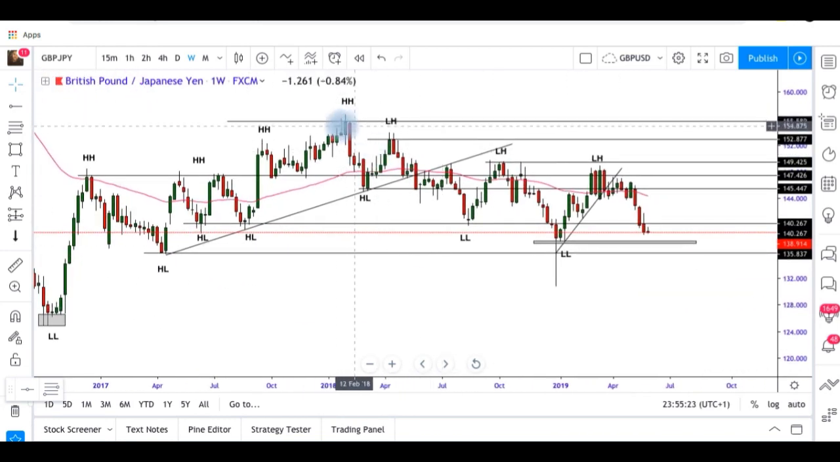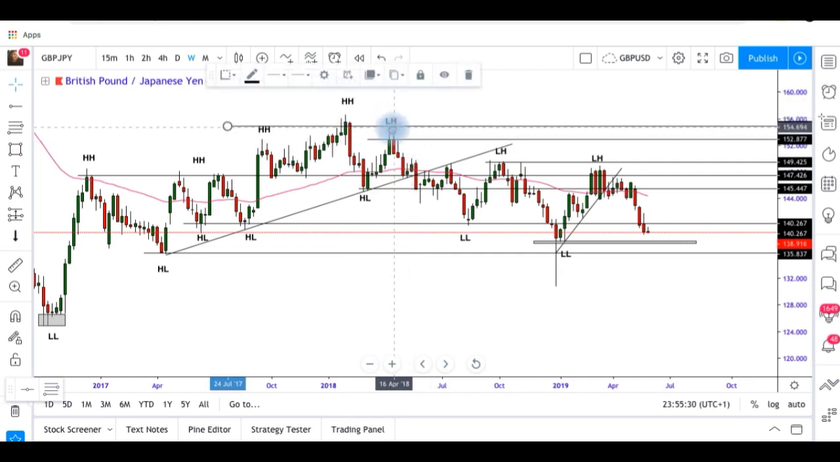Okay, so we needed to break this resistance to create a new higher high to then carry on the bullish sequence. We didn't. We came down and formed this new lower high. This is what happened here.